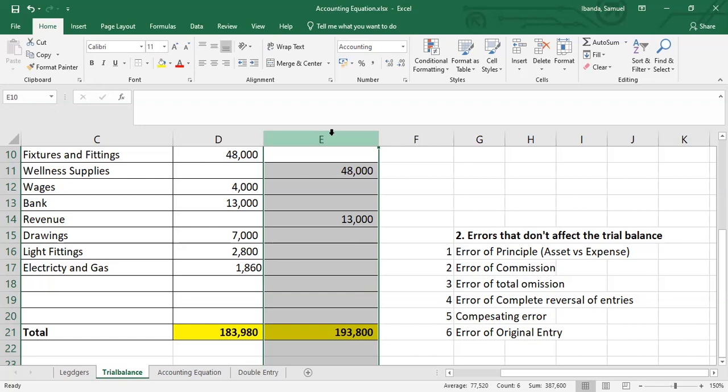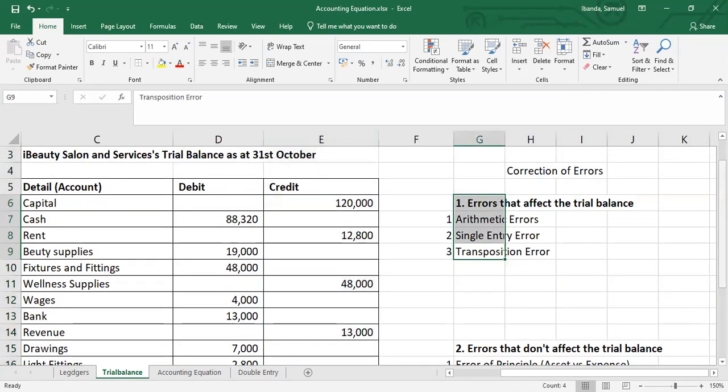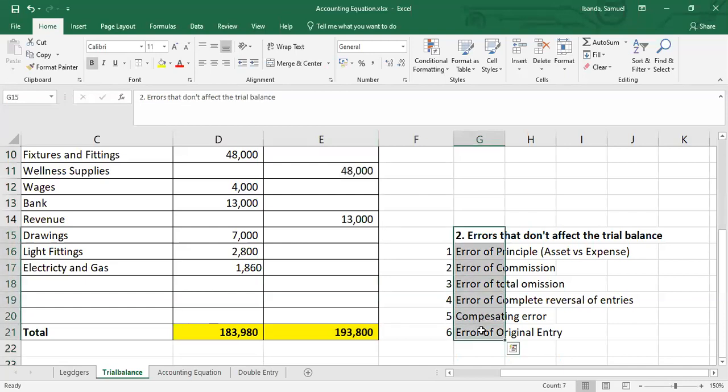You get it? And that's why we are going to take you through this, and this is a full topic of correction of errors. It's very important for you to know exactly what we do. So these are some of the errors that affect the trial balance, and these are the errors that don't affect the trial balance. You might come across others in your research, but just for our class, it's good for you to know that.